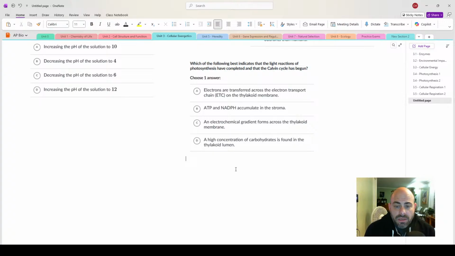Electrons are transported across the ETC on the thylakoid membrane. That would be during light reactions. So since they've completed, A is incorrect. ATP and NADPH accumulate in the stroma. There you go. ATP and NADPH are things that are made in the light reaction. They've accumulated in the stroma as the Calvin cycle has begun. I'm going to go with B, but let's look at the rest of them. Electrochemical gradient, again, that's light dependent. High concentration of carbs is found in the thylakoid lumen. That would be after Calvin cycle because glucose is being made at the close of Calvin cycle. B is the correct answer.